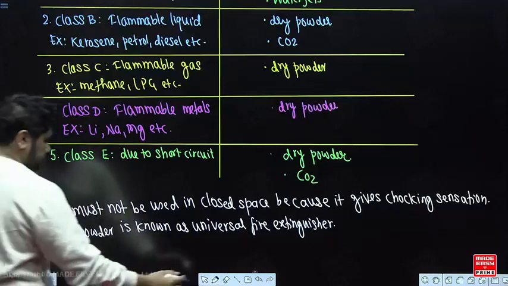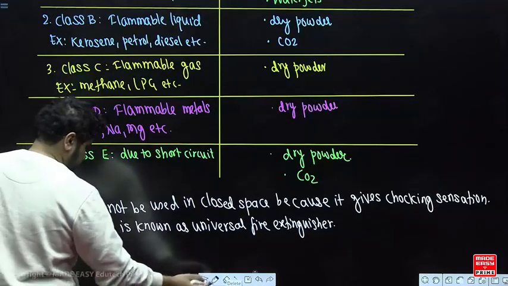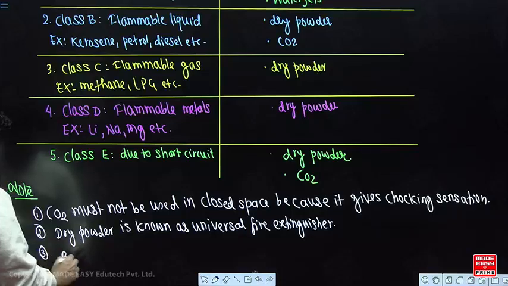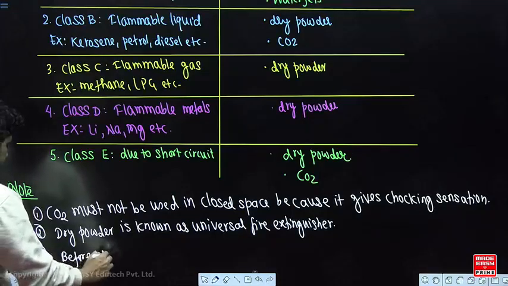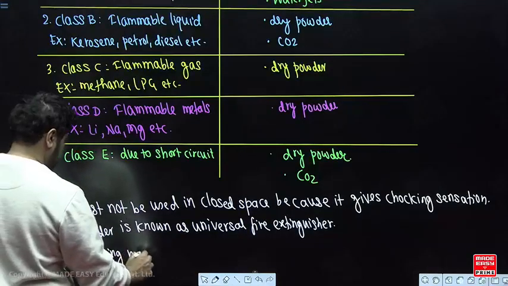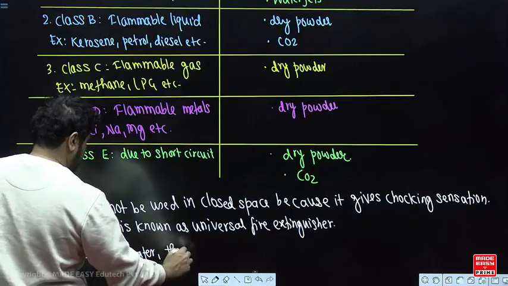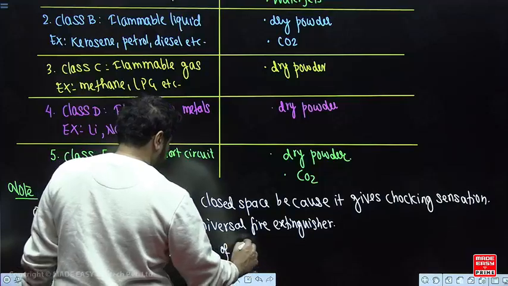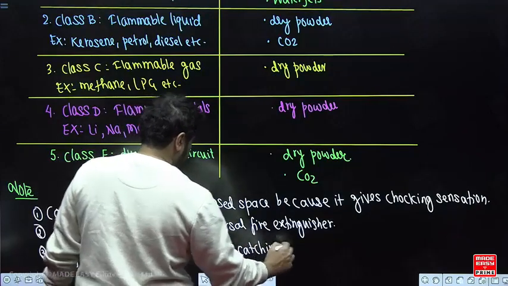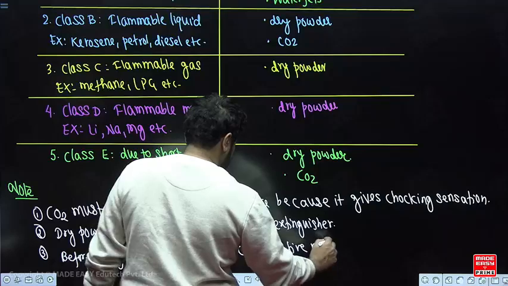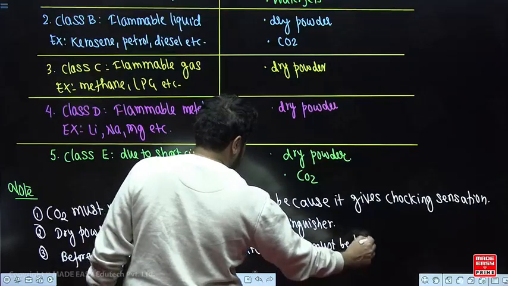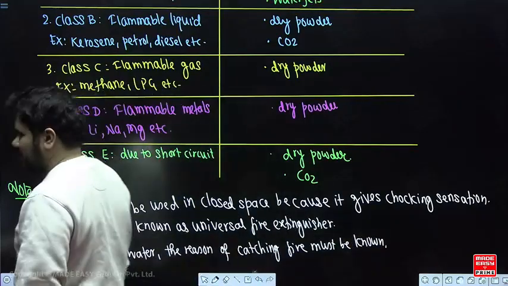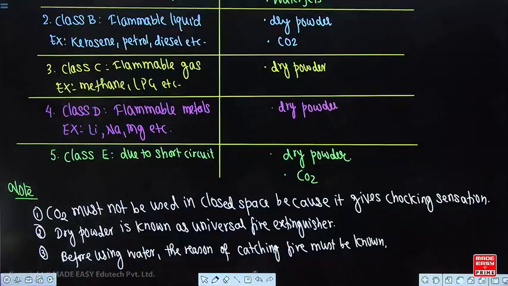And water. Before using water, the reason of catching fire must be known. मतलब ये हो गया, फॉर एग्जाम्पल इलेक्ट्रिक शॉर्ट सर्किट से आग लगा है, suppose the fire is caught due to short circuit, you cannot use water. If the fire is caught due to flammable gas, you cannot use water.